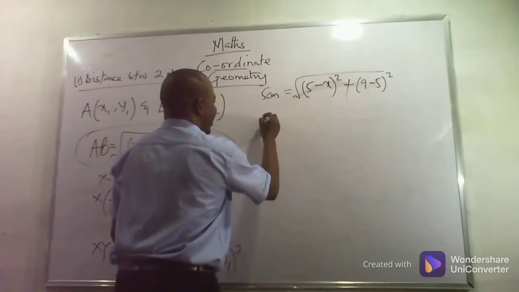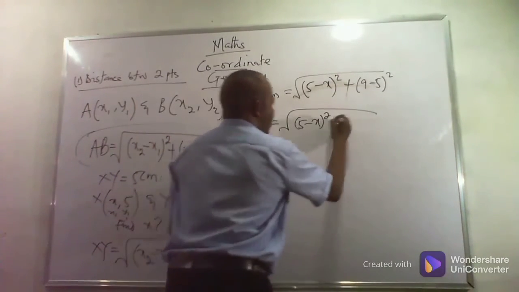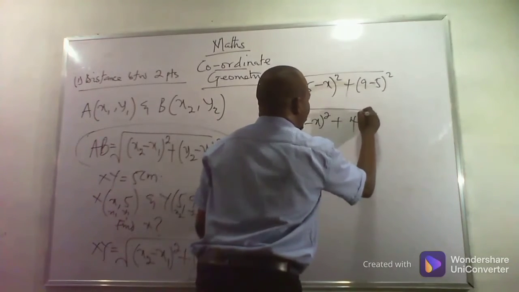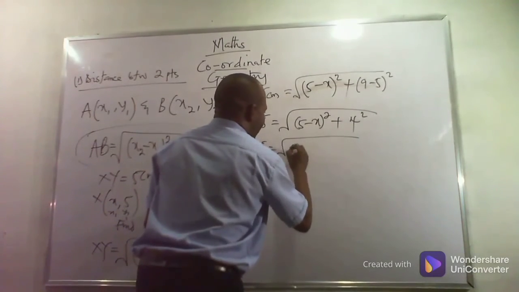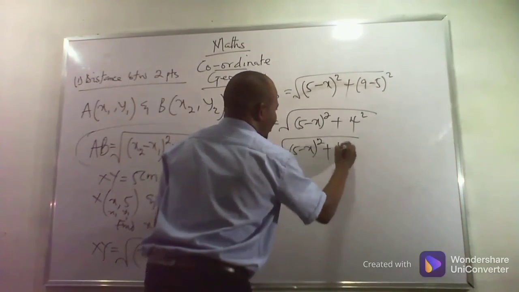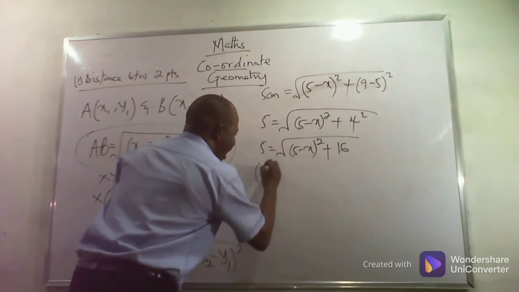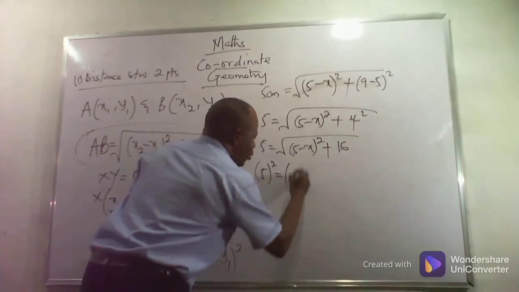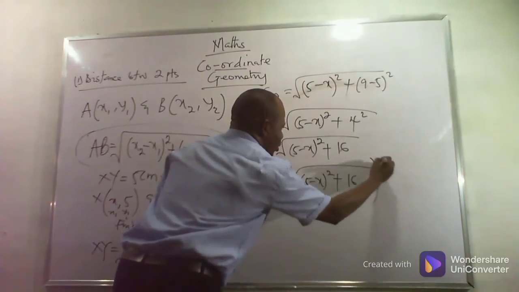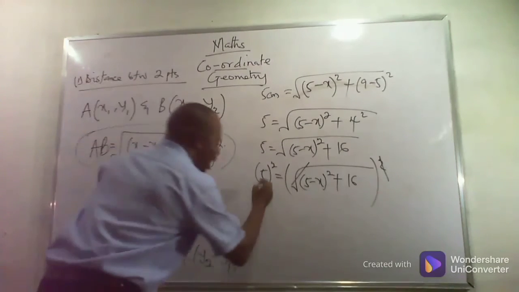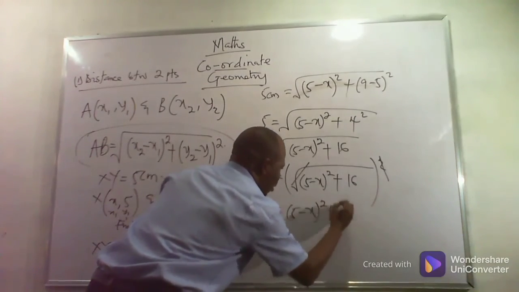So what do we have? We can simplify and say 5 equals square root of (5 minus x) squared plus this minus this. That gives me 4 squared. So meaning I can have 5 equals square root of (5 minus x) squared plus 16. So what do I need to do here? Let me square both sides. If I square both sides, I have 5 squared equals square root of (5 minus x) squared plus 16, everything squared. So this will take care of this. So I'm left with 25 equals (5 minus x) squared plus 16.